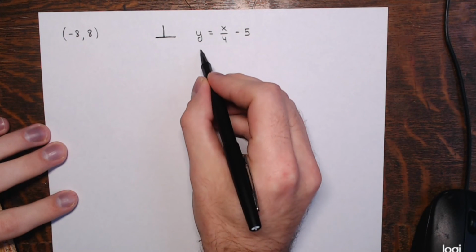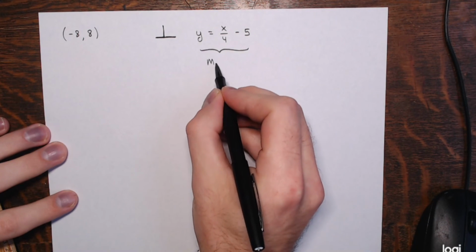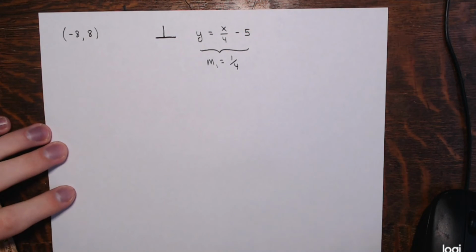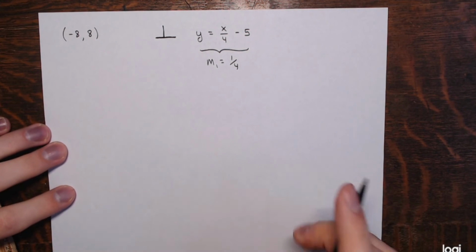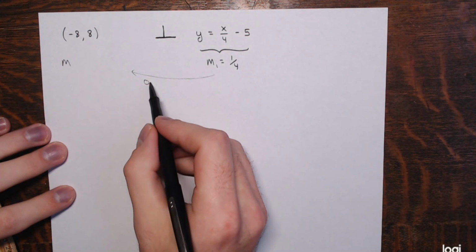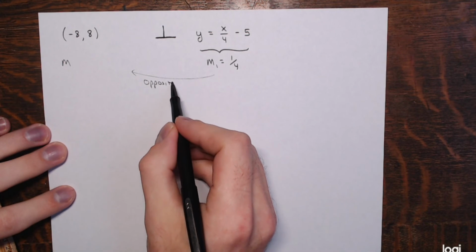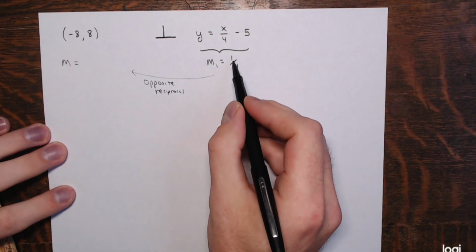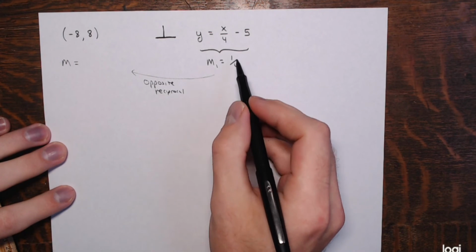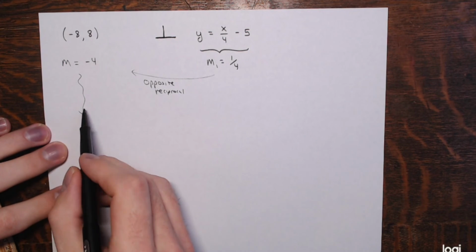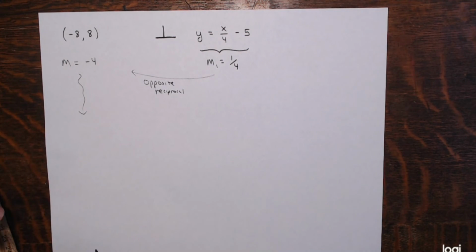Now the slope of this line is 1/4, the number attached to x. Because we're perpendicular, we do the opposite reciprocal or negative reciprocal of this. The slope of our line would be negative 1/4, but flipped over, negative 4. Okay, and then we'll use that information: the slope is negative 4, passing through the point (-8, 8).